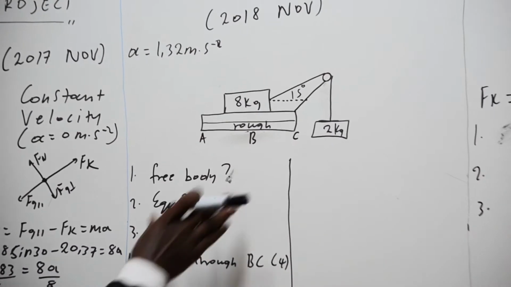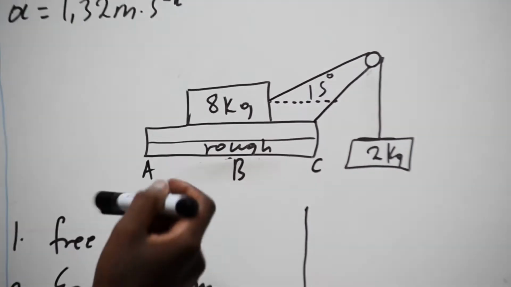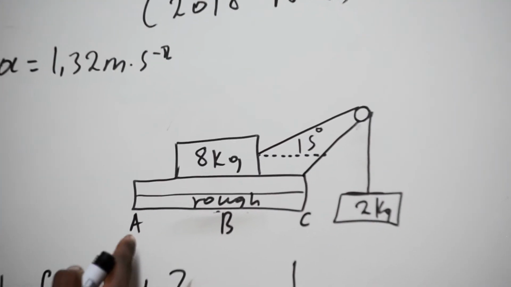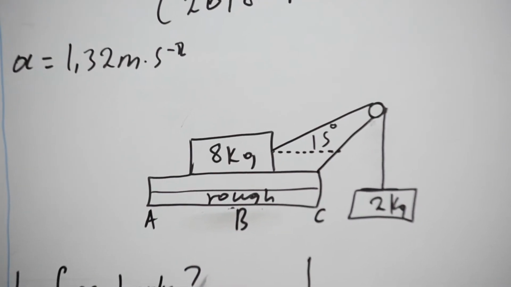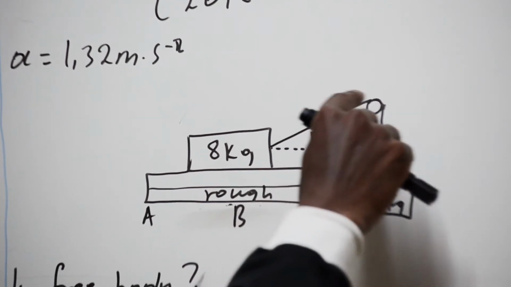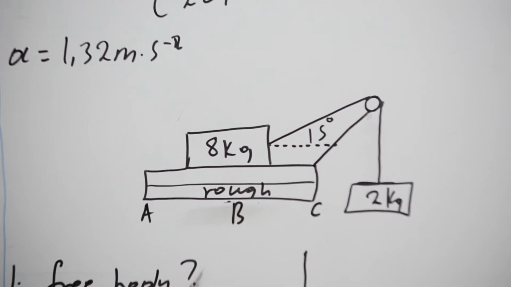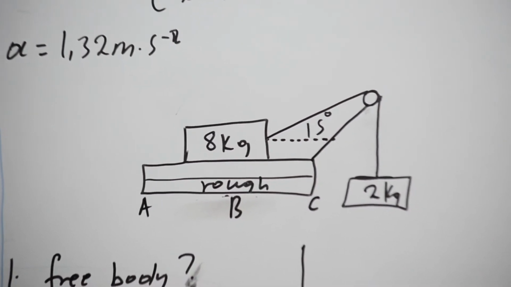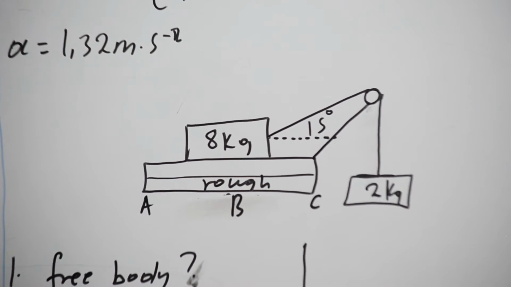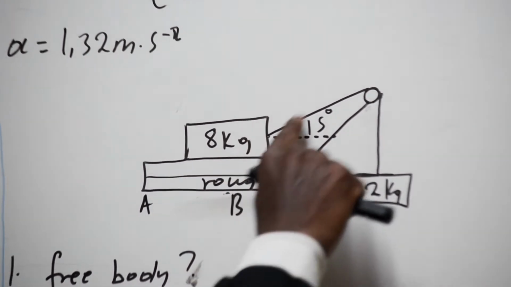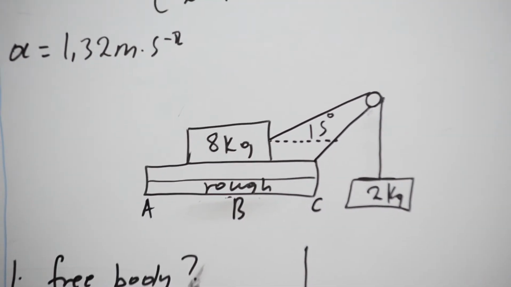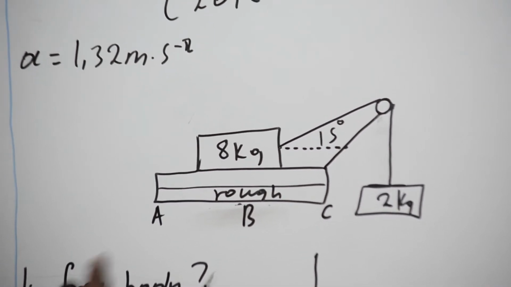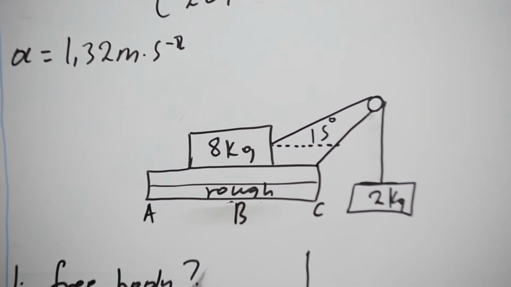Let's come to 2018. In this case, we are given a table. This is the table, and this table has a rough path with points A, B, C, D. So A to C is a rough surface. Then there is an applied force on the 8 kg, which acts as tension between the two blocks. If you remember, between the two blocks, the tension is the same because of Newton's third law. So in this case, this tension is pulling the 8 kg at an angle of 15 degrees. At point B, there is another angle of 15 degrees.